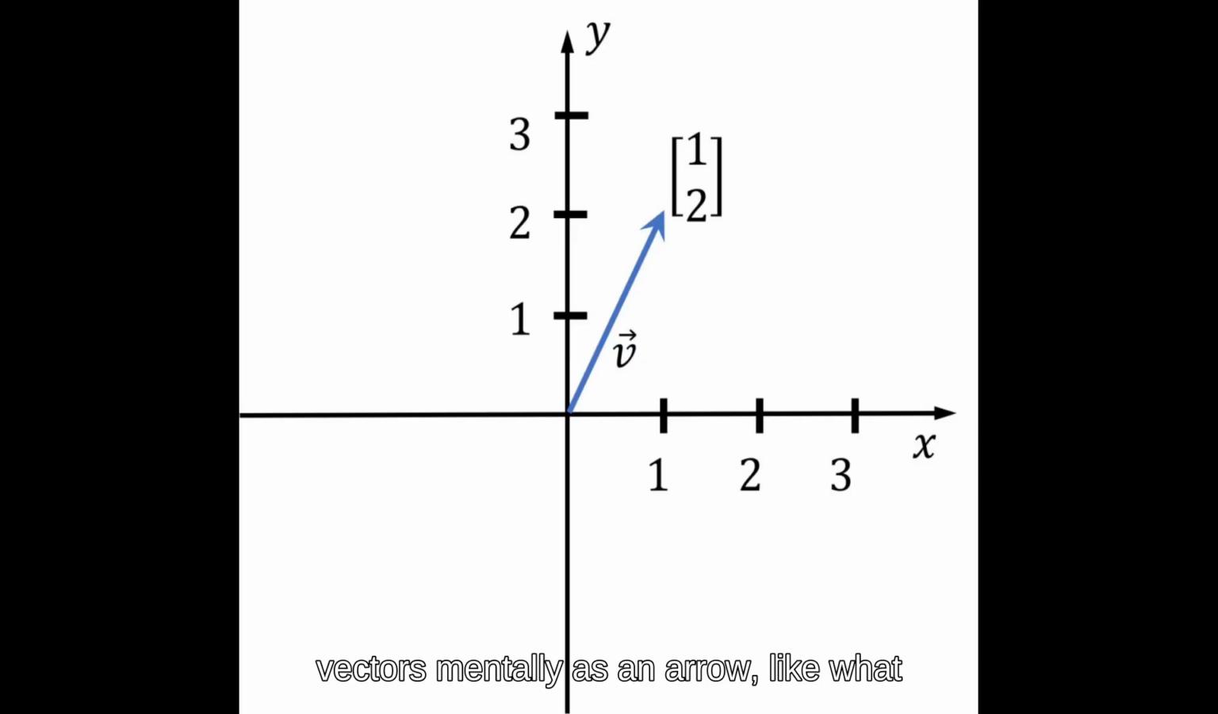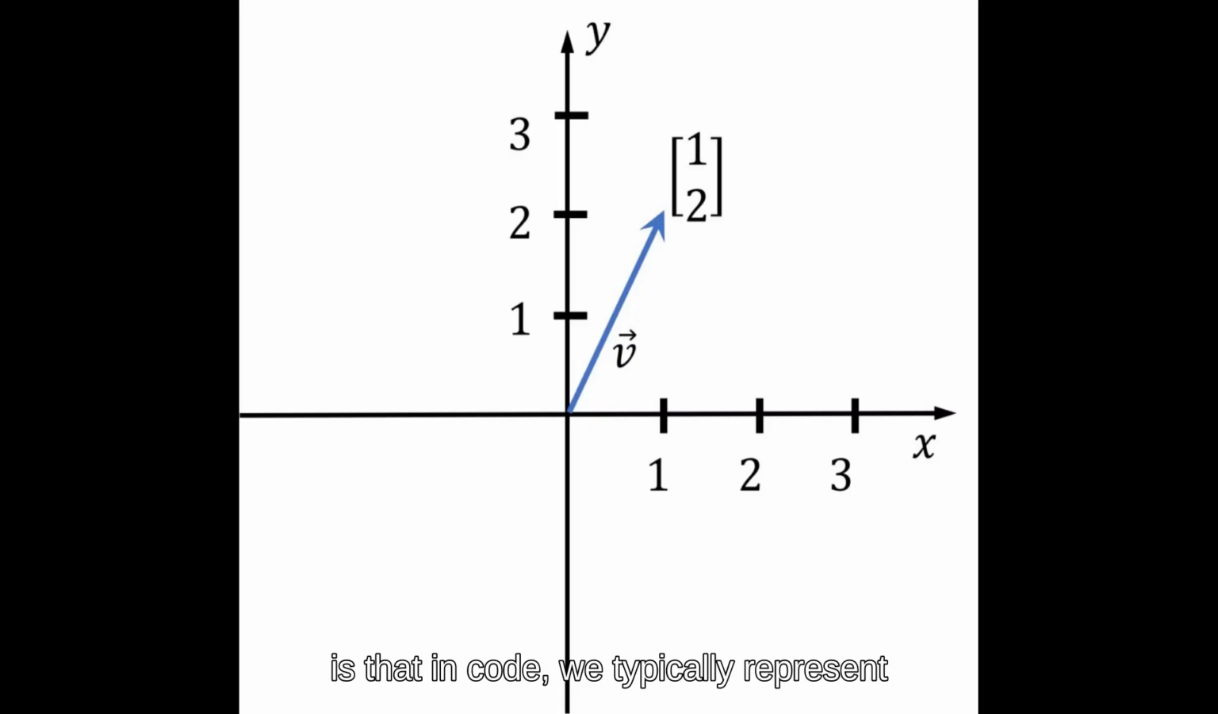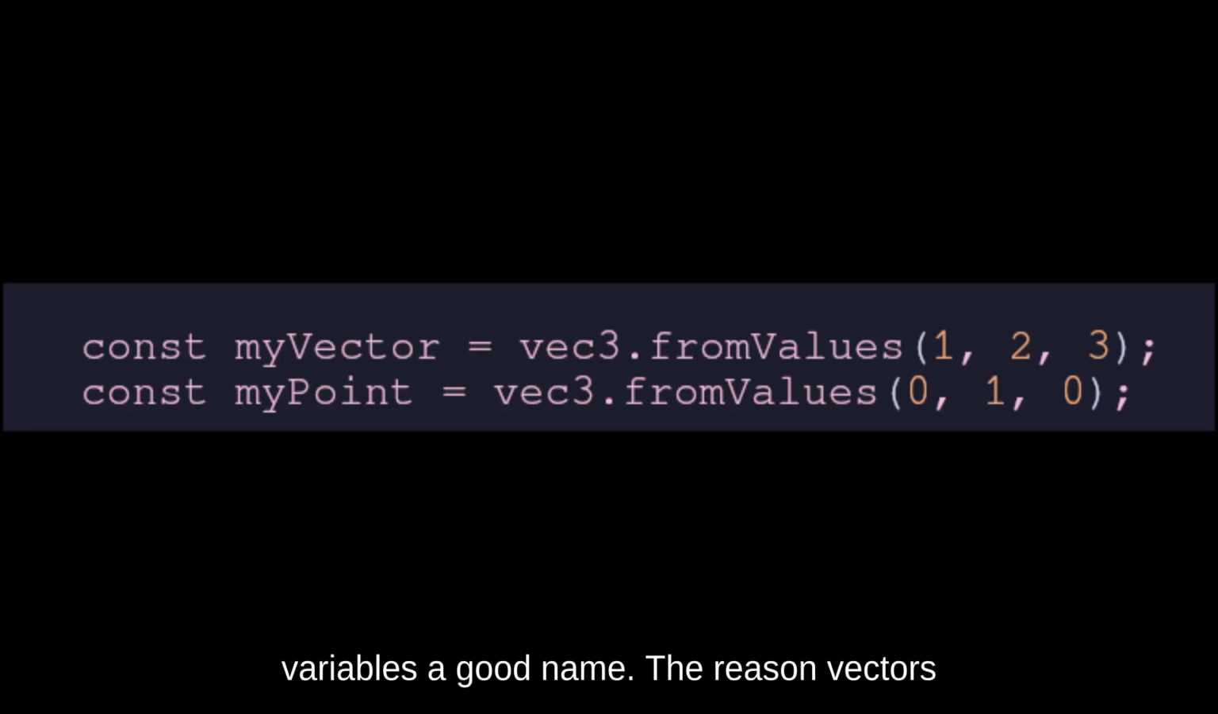I tend to think of vectors manually as an arrow, like what you're seeing. One slightly jarring thing is that in code, we typically represent vectors the same way we do vertices, which is confusing. So vertices, they'll have the data type of vectors. The way we tell them apart is usually just by giving the variables a good name.